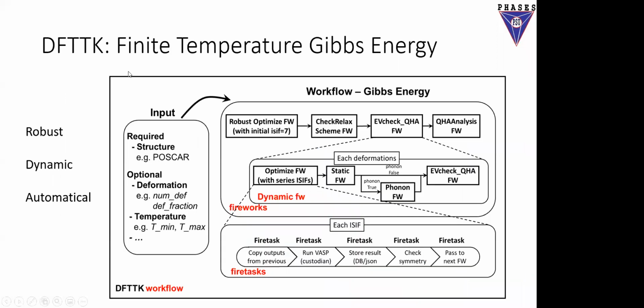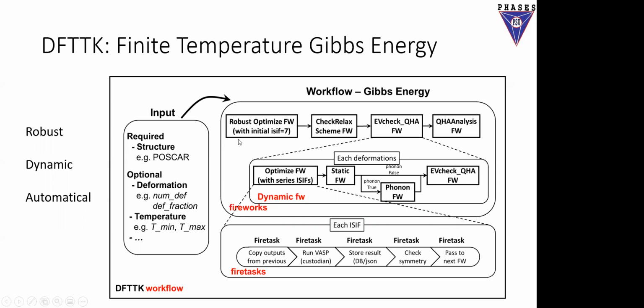Then the main function of DFTTK is to calculate the Gibbs energy at finite temperature, and this is the main workflow of the Gibbs energy. The only thing you need to prepare is the structure. You just need to prepare the structure. Of course, you can adjust some other settings, and then you run these workflows, and then you get your results.